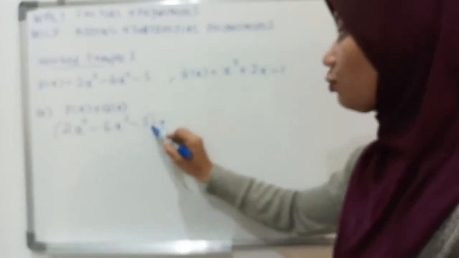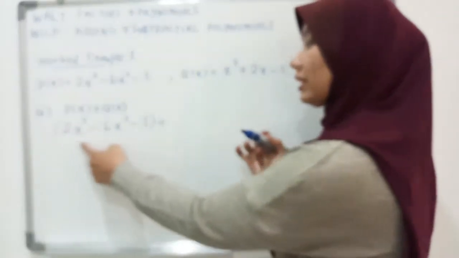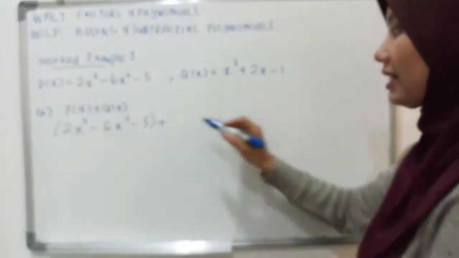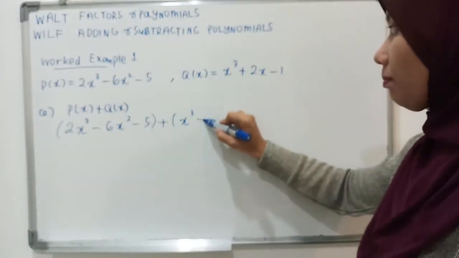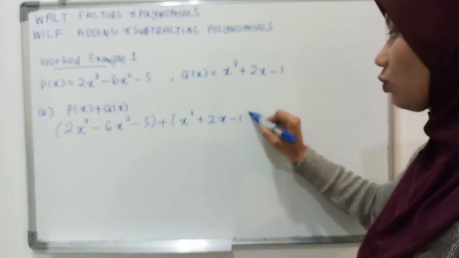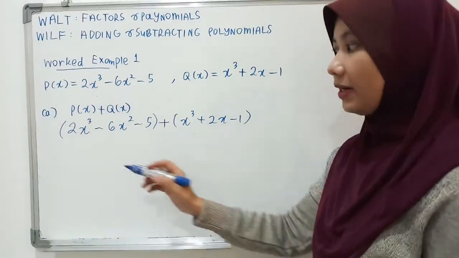I prefer you guys to put bracket first. That is, the whole thing is p. Okay, and then plus. Now the whole thing is q. Put inside the bracket: x cubed plus 2x minus 1. Okay, simply open the bracket.